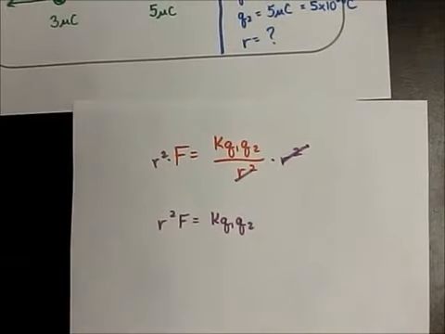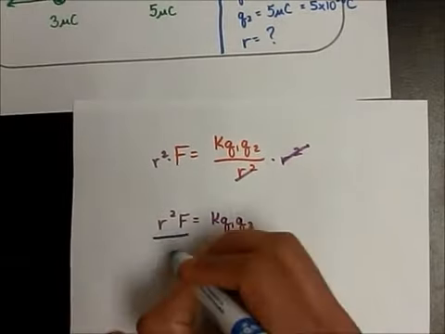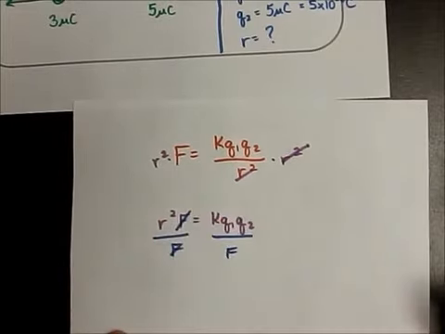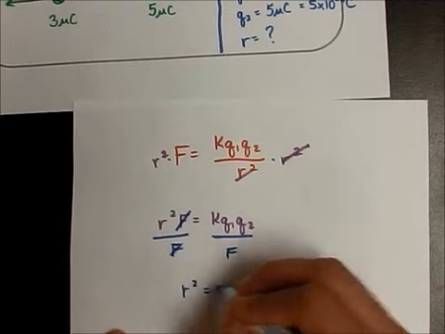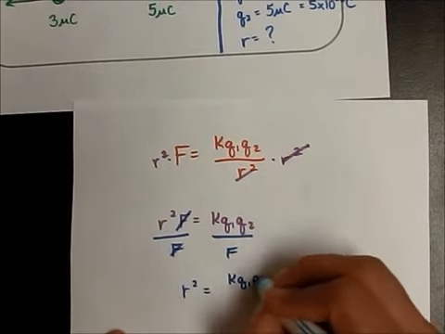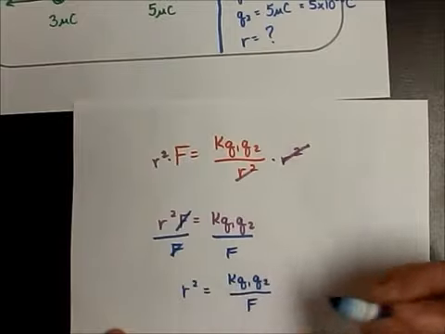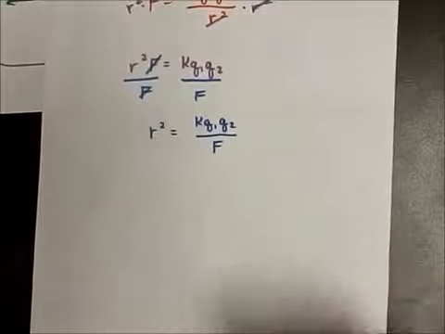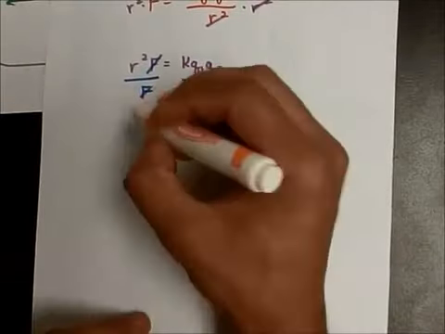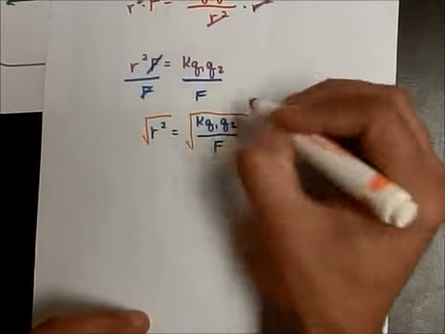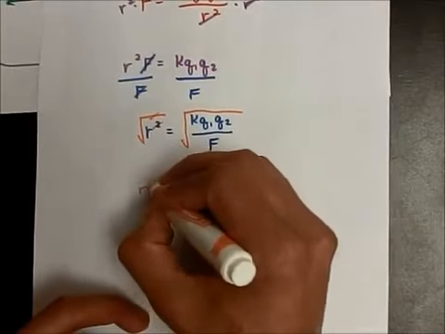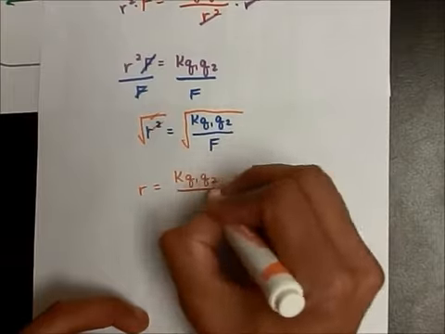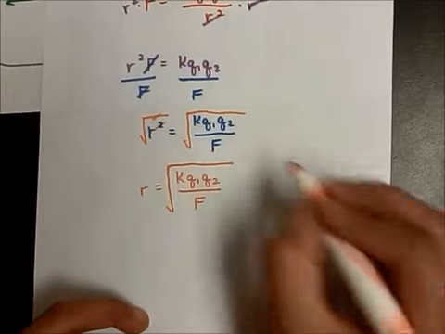Then I'm still trying to get R by itself, so I'm going to divide both sides by F, and that cancels this one out. I'm left with R squared equals K times Q1 times Q2 over F. Then, since I'm still just trying to get R by itself, I'm going to square root both sides. The square root is going to get rid of the square on the left-hand side, so I'm left with R equals K times Q1 times Q2 over F, square rooted.